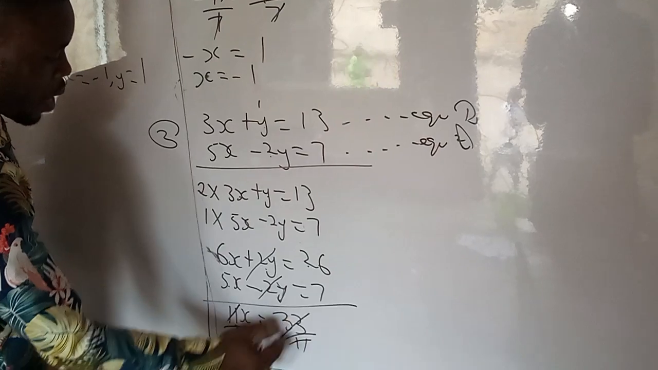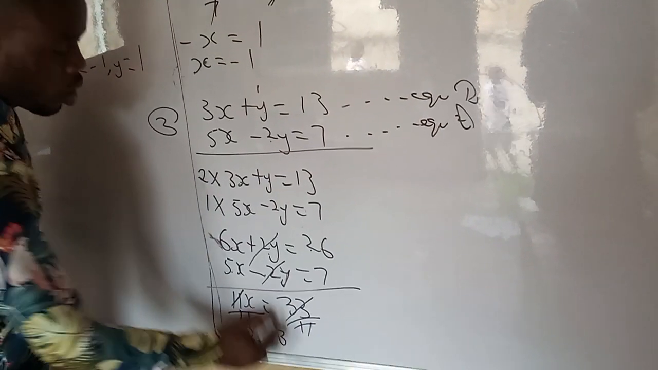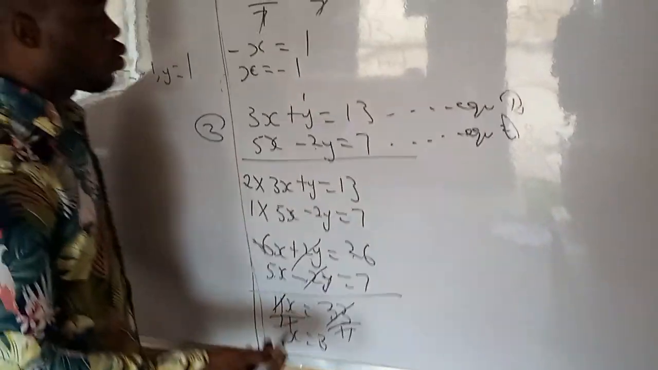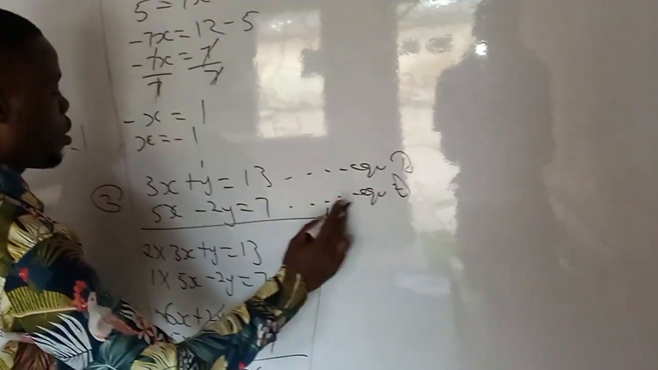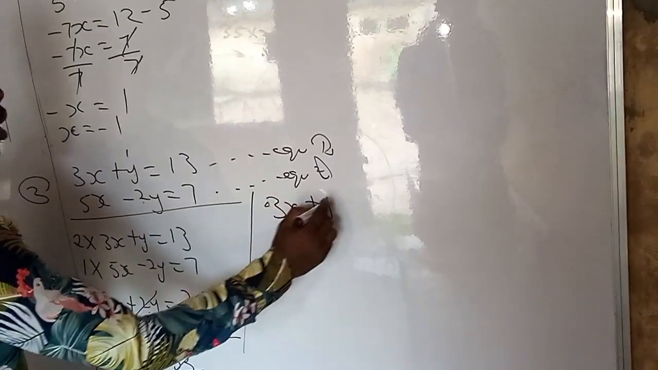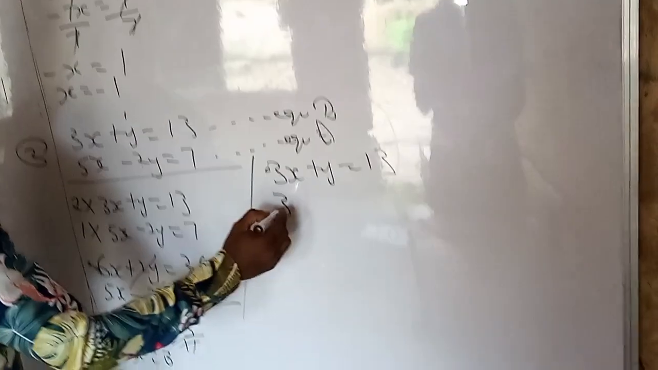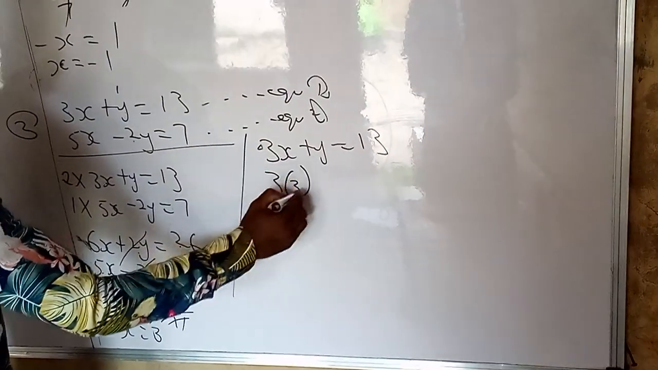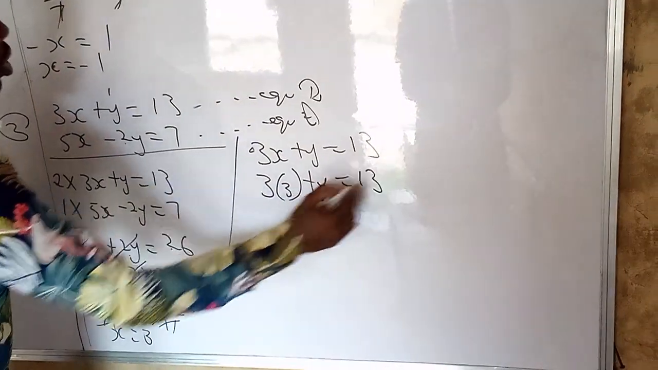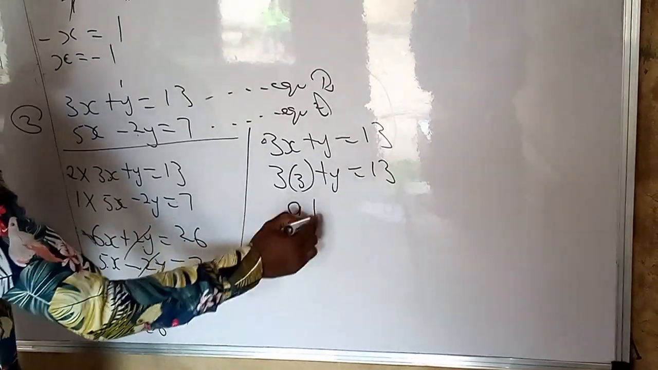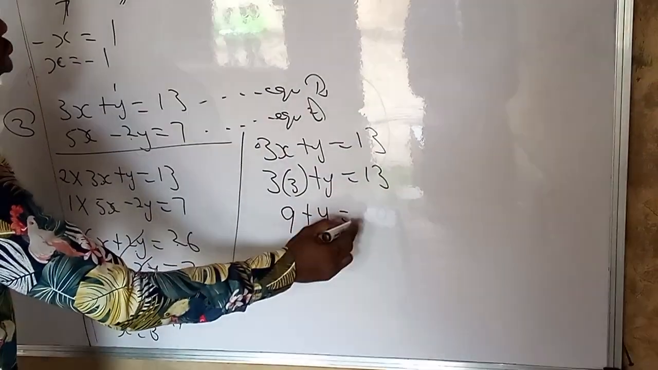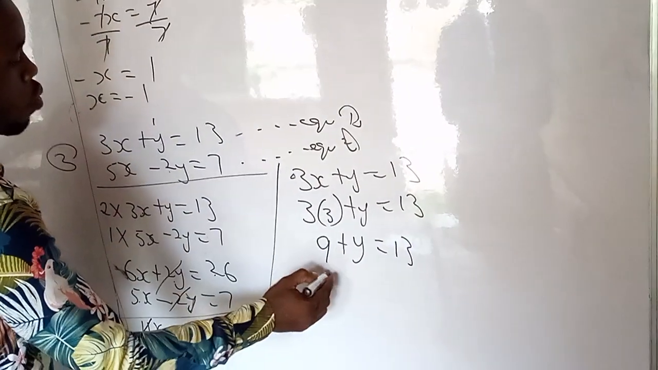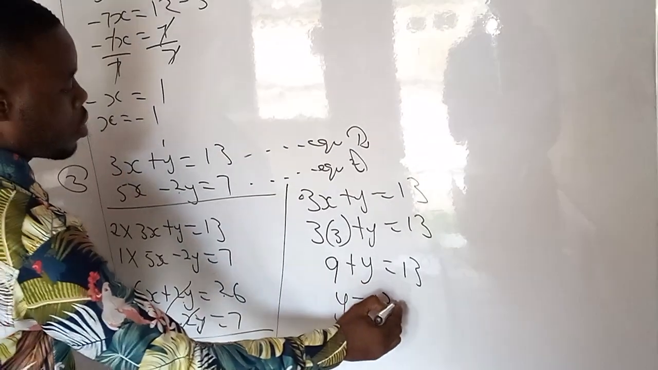So when we divide by 11, this will give you what? 3. So we can pick any equation of this. If I'm picking 3x plus y equals 13, so my x is 3 in brackets, plus y equals 13. So 3 times this will give me 9, and we have plus y equals what? 13. So y is equal to 13 minus 9.